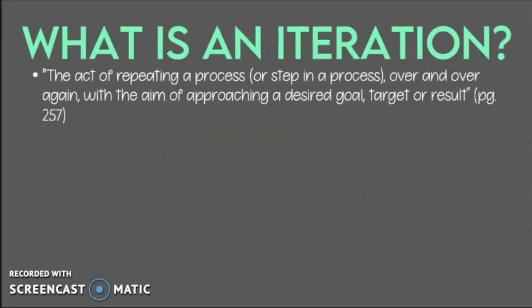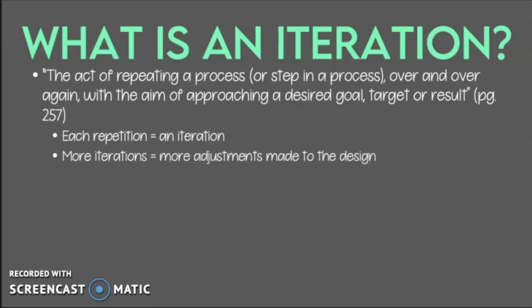So to begin, iteration, as the textbook defines it, is the act of repeating a process or a step in a process over and over again with the aim of approaching a desired goal, target, or result. Each time a step is repeated with the hopes of getting closer to a desired result is an iteration. The more iterations made, the more improvements and changes are made to a design.